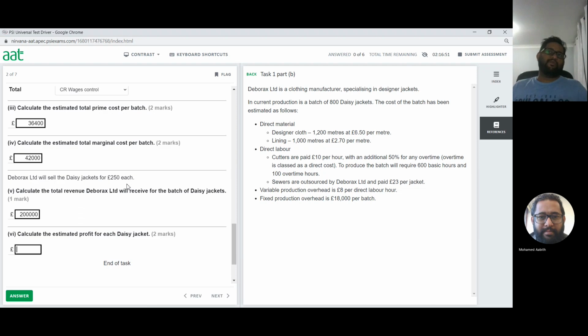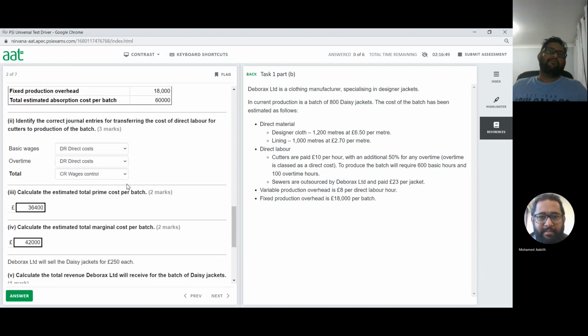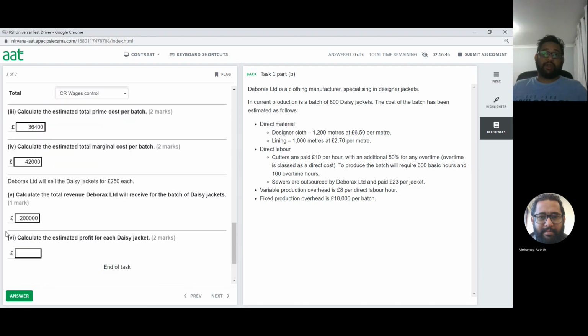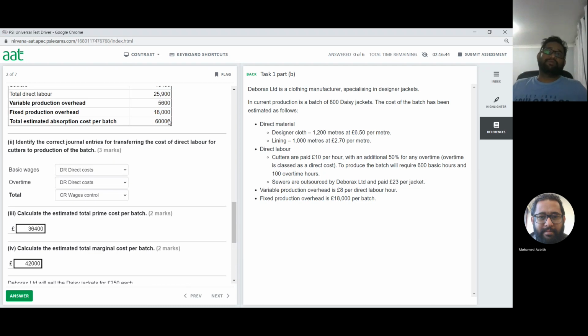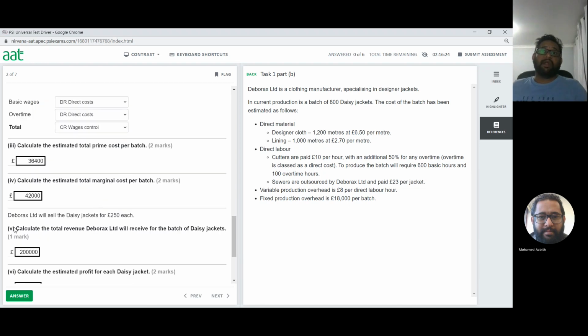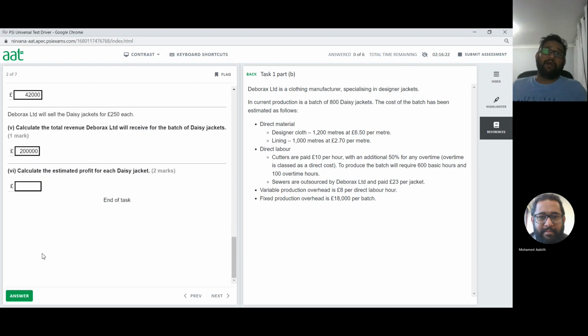So for that one, if you want to do it two different ways, one, we can look at this total cost, so revenue minus this absorption cost, and divide that by the number of units you have produced, because you know the total profit by that time. Your total profit is going to be 200,000 minus 60,000, which gives you 140,000. And once you have that figure, divide by the 800 units which you have sold, and that gives you a good profit of £175 per jacket.